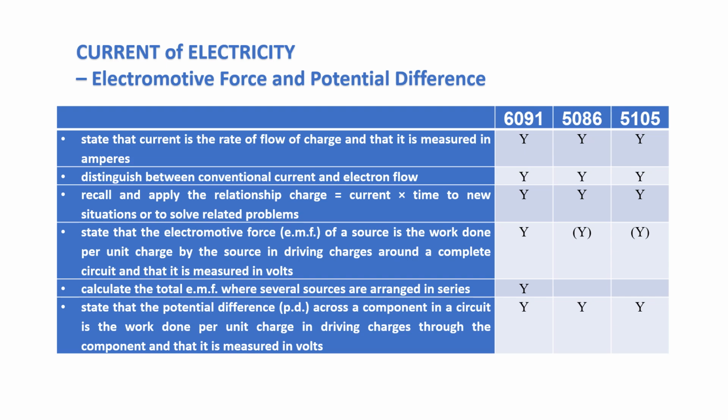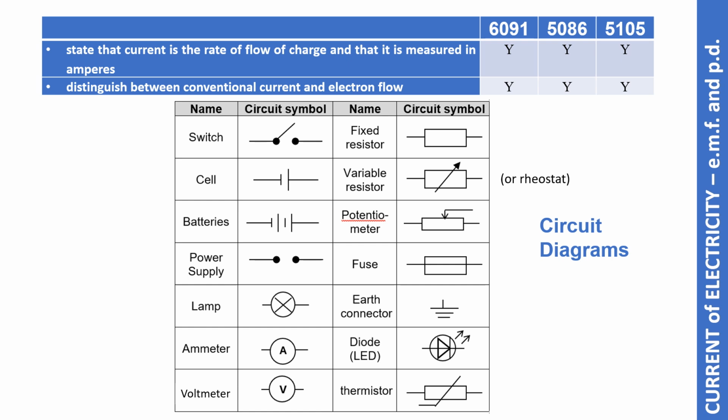Current of electricity. This is a topic that's important for 6091 pure physics, 5086 combined science for O levels, and 5105 N levels. So circuit diagrams will be important for all the electricity topics, for current electricity, for DC circuits, as well as for practical electricity. So you need to know these basic circuit symbols.